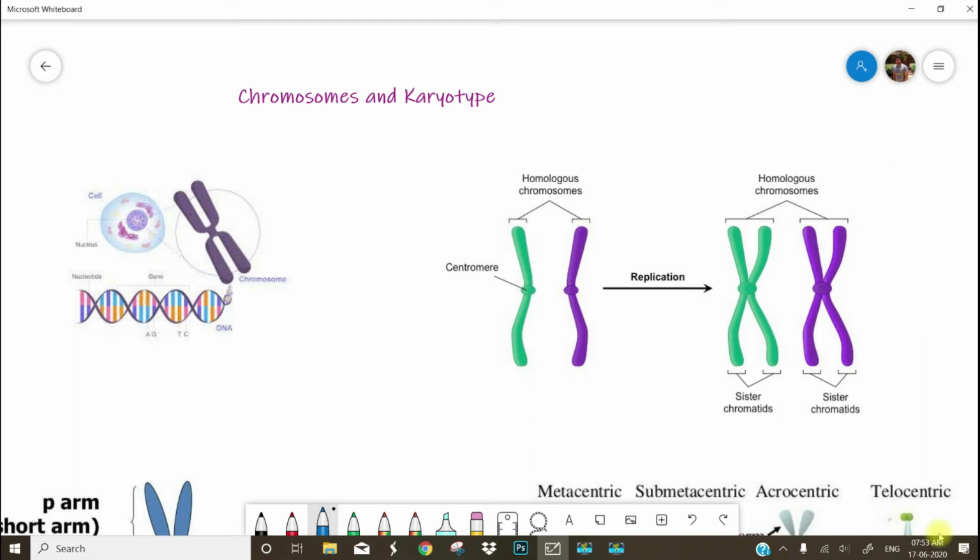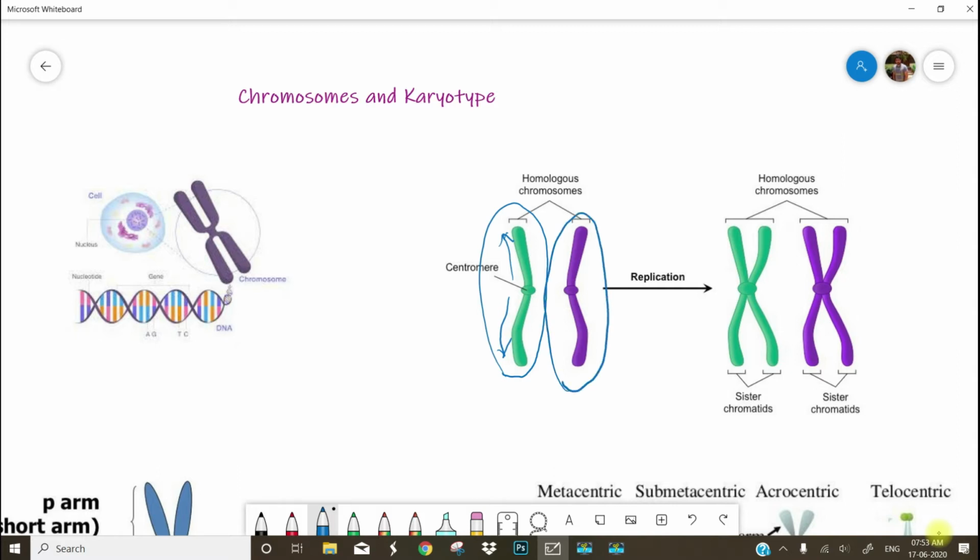But just before duplication or replication, a chromosome looks like a single linear strand, just like this, a single linear strand with only two arms. One is this arm, one is this arm. We can call them an unduplicated chromosome. So this is an unduplicated chromosome.